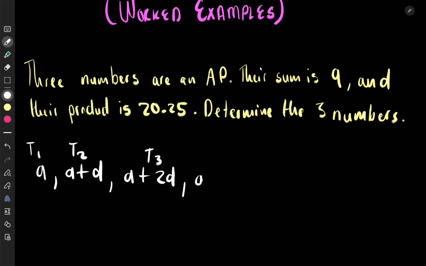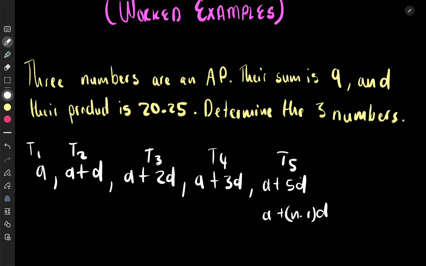Then if we add another D, because remember, to come from one term to another you add a D, it will be A plus 3D as our term number 4. And you get A plus 4D as our term number 5, rather than A plus 5D. This is where we had A plus (n minus 1)D. Because when you have term number 5, we are adding 4 Ds, so it is 1 D less than Tn.